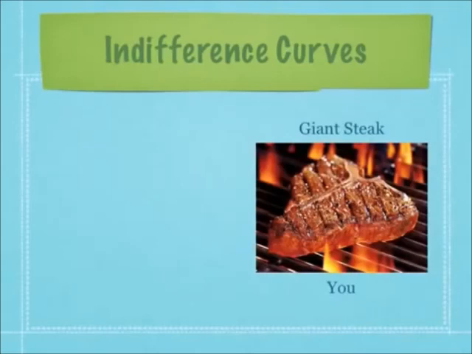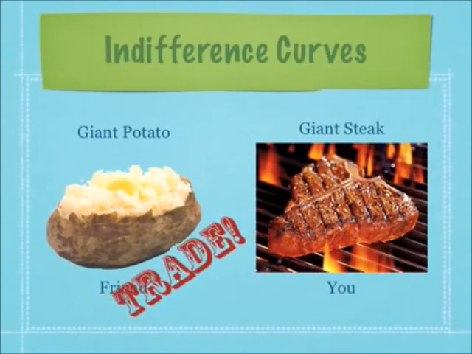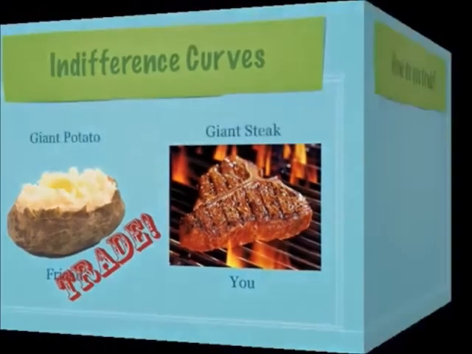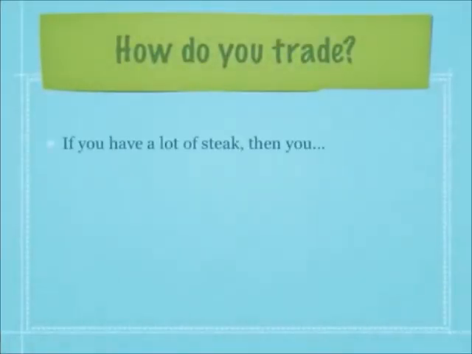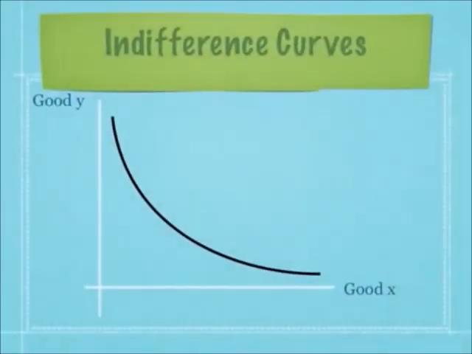So, imagine that you have a giant steak. A friend of yours has a giant potato. You are going to trade. How do you trade? If you have a lot of steak, then you will give up steak to get some potato. Just to be clear, this represents more, this represents less.